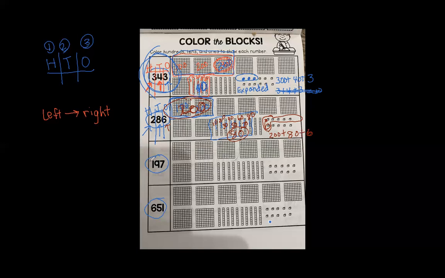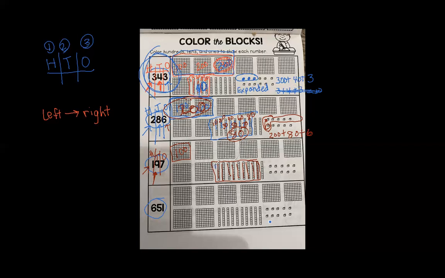The next number I have is the number 197. The number 197 has a hundreds place, tens place, and ones place. So I'm going to label one group of 100. How many tens do I have? 9 tens. 1 ten, 2 tens, 3 tens, 4 tens, 5 tens, 6 tens, 7 tens, 8 tens, 9 tens. So I have 9 tens. What's the value of 9 tens?